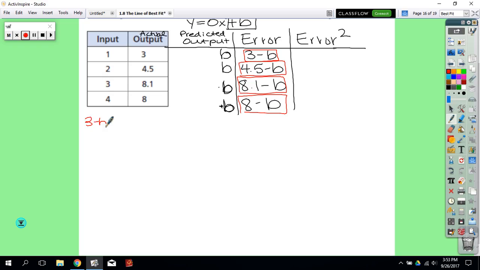So 3 minus b times 3 minus b. Okay, distribute the 3 first. 3 times 3 is 9. 3 times negative b is negative 3b. Negative b times 3, negative 3b, negative b times negative b, positive b squared. Combine your like terms. So 9 minus 6b plus b squared. So this is going to go into our first error squared position. Again, I'm going to reverse, so b squared minus 6b plus 9. Okay?